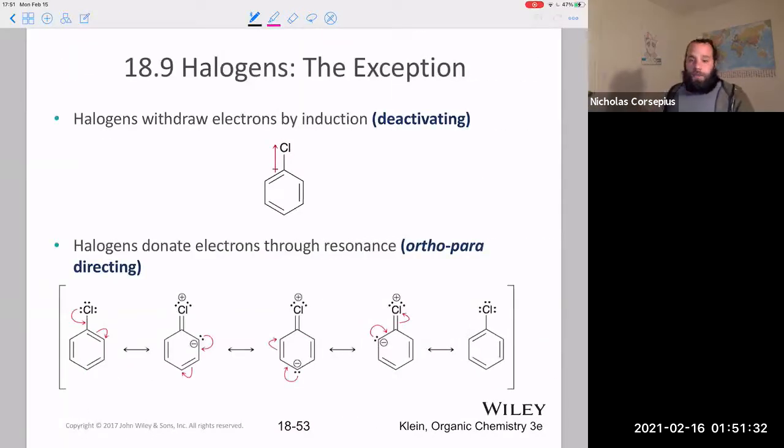Halogens are actually the exception to this rule because they kind of play both sides. They are deactivating in the sense that they withdraw electrons by induction. So that's just by virtue of being electronegative. This would be an electronegative bond where chlorine has the vast majority of the electron density. So the halogens are deactivating, but they are still ortho-para directing because they can stabilize those particular positions through resonance, okay? So they're kind of weird in the middle because they're deactivating, they withdraw electron density through induction or just by virtue of being electronegative, but they do have these extra electron clouds that they can donate to the ring to stabilize the ortho-para positions, making them ortho-para directing.